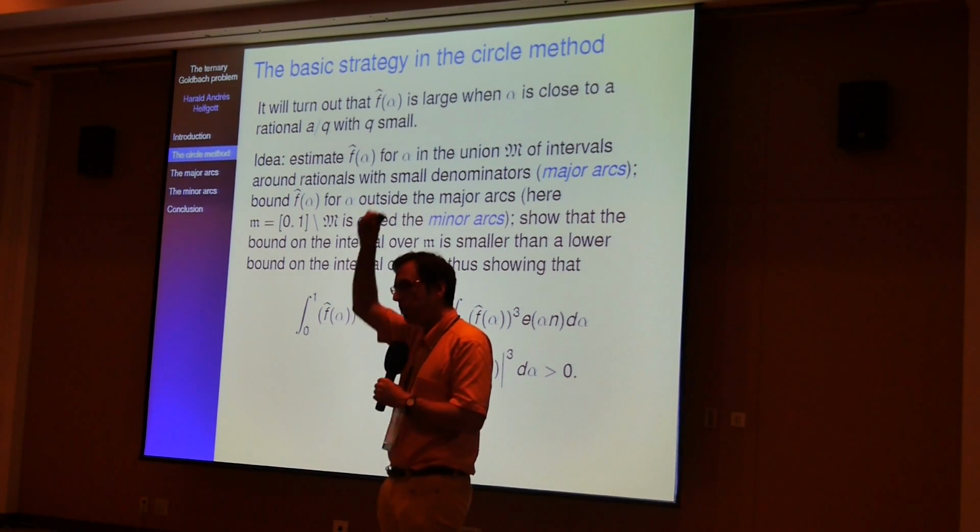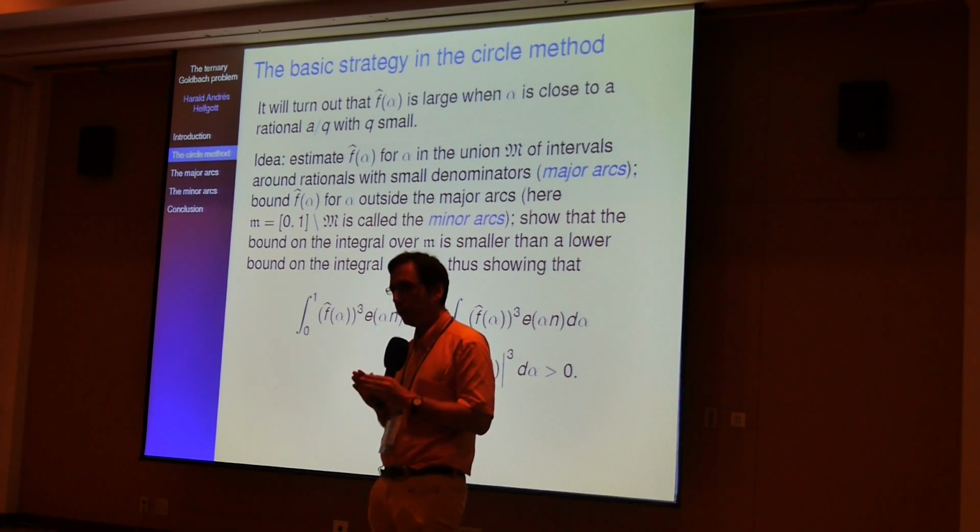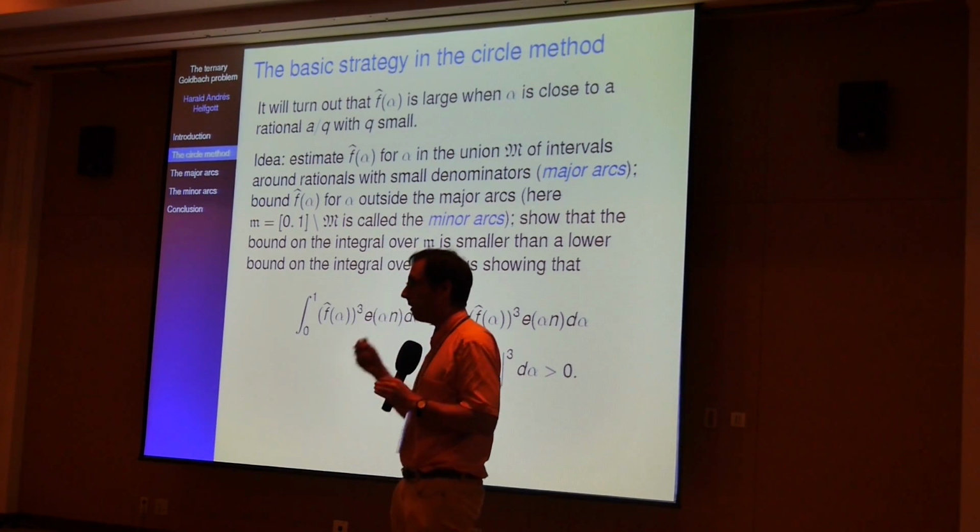So cubes sharpen peaks so much that even these very narrow peaks, because the major arcs, don't be deceived by the name. They are really tiny, they are narrow. They are major because they are of major importance. But they are really narrow.